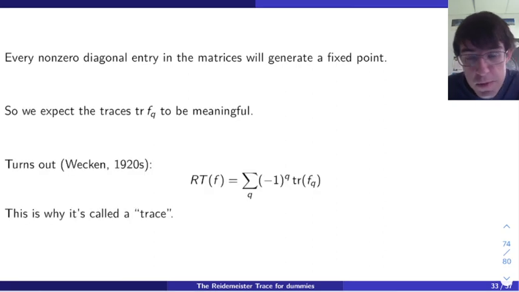And it turns out this is a theorem proved by Vecken in the 1920s. Actually, if you add up the traces in this way, you take the sum of all those matrices, their traces, and you alternate the signs. It turns out that actually adds up to the Reidemeister Trace, what I was talking about before. And this is why it's called a trace. It's not really a trace of a single matrix. It's a sum of a bunch of different traces with alternating signs. All right.